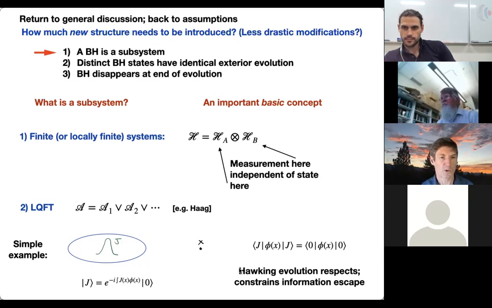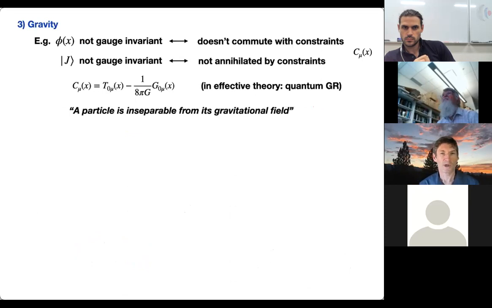And so that's local quantum field theory, and Hawking evolution respects that description of subsystems, and that's what constrains the escape of information and gets us into the trouble we have. There's a question of how to think about subsystems in gravity. First of all, if you have a scalar field, say, or any other local quantum field, the field is not gauge invariant. It doesn't commute with the constraints. And likewise, the state I've described is not a gauge invariant state. It's not annihilated by the constraints.